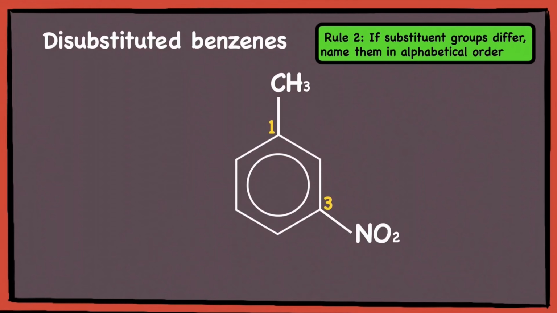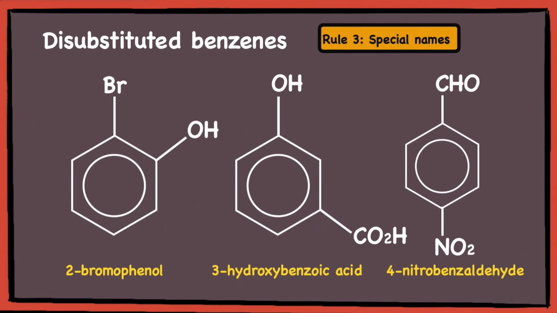The 2 substituent groups here are methyl and nitro groups. Since M comes before N, this substance will be called 1-methyl-3-nitrobenzene. And for rule number 3, if one of the 2 substituents is the kind that gives a special name to the molecule, then the compound will be named as a derivative of that special compound. If both substituents give derivatives with special names, then the preference is given to the substituent of the highest nomenclature priority. Examples include 2-bromophenol, 3-hydroxybenzoic acid, and 4-nitrobenzaldehyde.